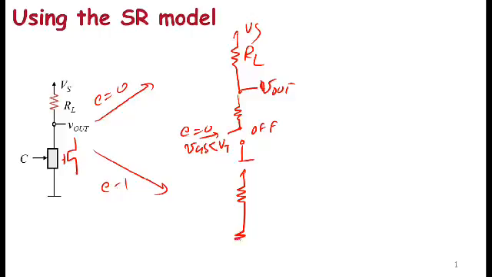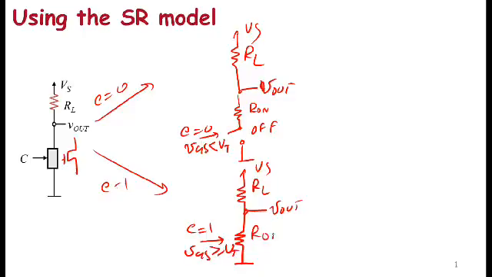Then for C equal to 1, I get a slightly different situation, something that looks like this. This is R on. I get RL and VS as before, and here is my V out. But here C is equal to 1, and VGS is greater than or equal to VT. In this case the MOSFET switch is in its on state. That's the basic circuit. To make it clear, let me draw a line here so you can see the two circuits for the on state and the off state.